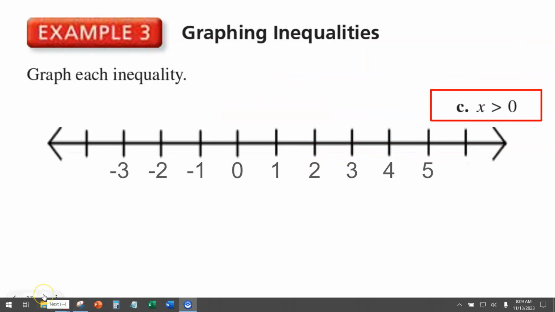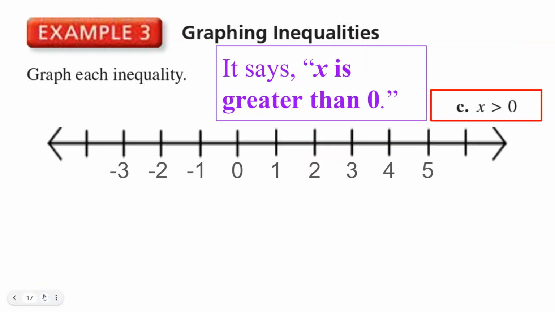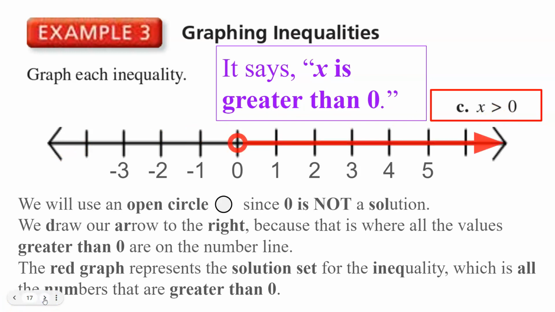All right, for C, we've got x is greater than 0. So at 0, we're going to make a circle. We don't have the equal to sign, so we're going to leave it a hollow circle or an open circle because 0 is not a solution. X can't equal 0. X has to be bigger than 0. Our line goes to the right because that's where numbers are greater than 0. And the red graph represents all the numbers that are greater than 0 but not equal to 0.